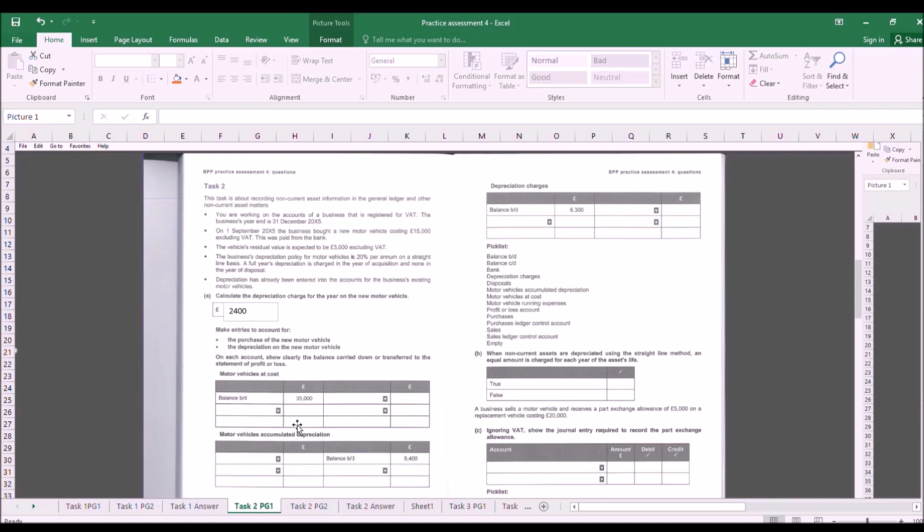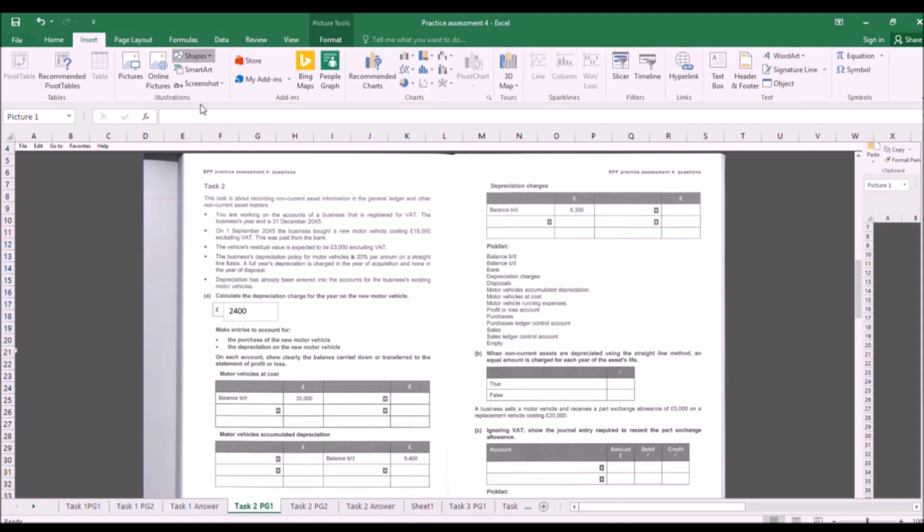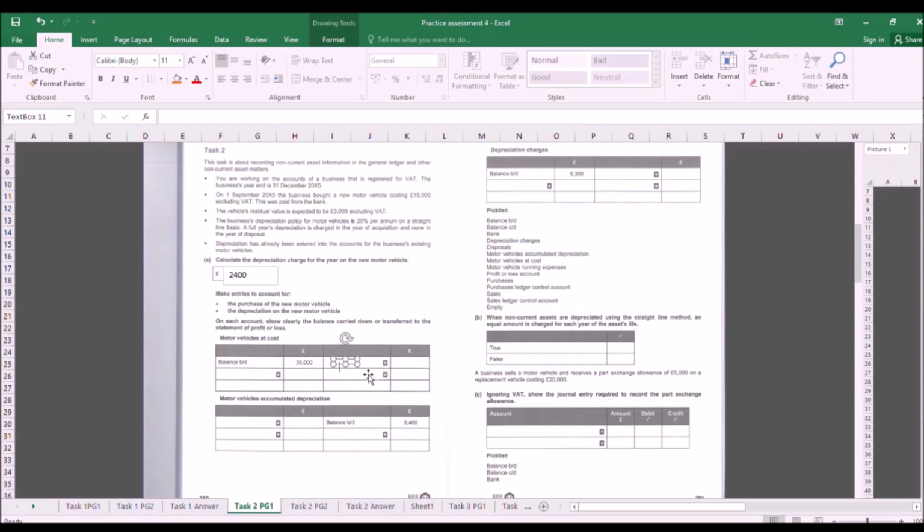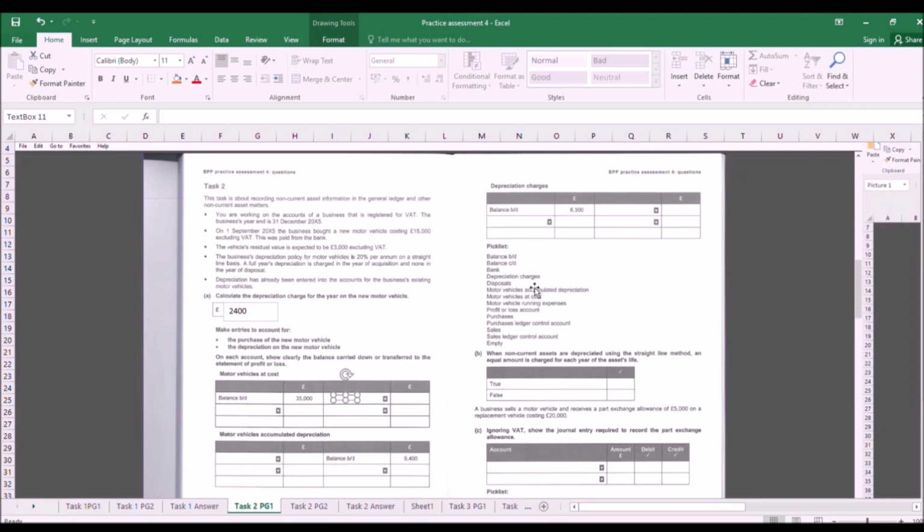So it's going to be motor vehicle at cost. Okay, so insert some shapes in here. I think it's going to be going... what have we got available to ourselves? Pick list here.